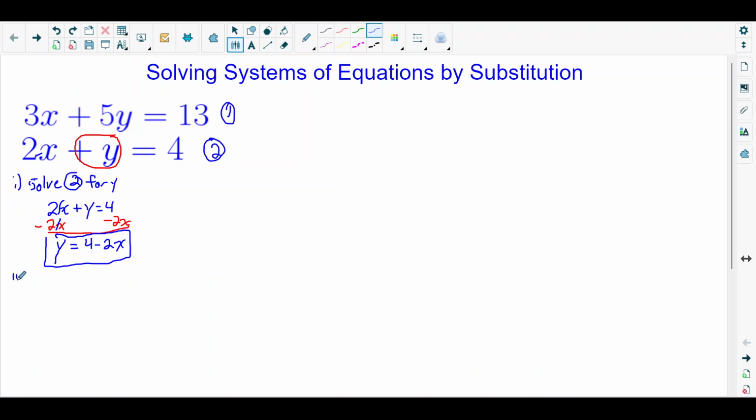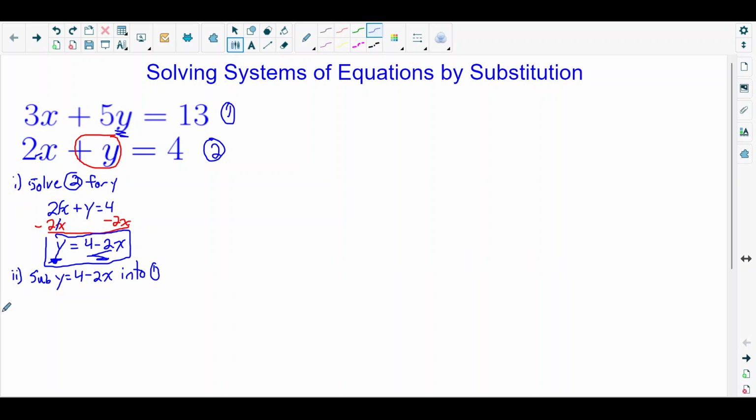Step number 2 is we substitute the value of that variable into the other equation. What I mean by that is everywhere we see a y in equation number 1, we're going to substitute a 4 minus 2x instead. So step number 2, substitute y equals 4 minus 2x into equation number 1.